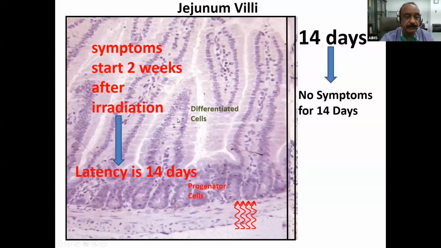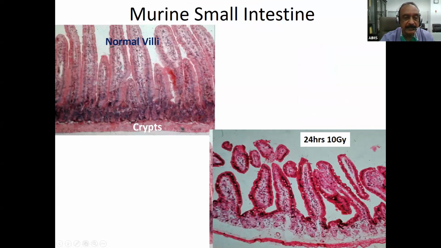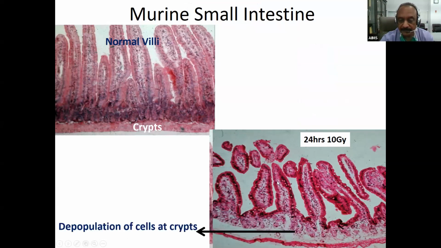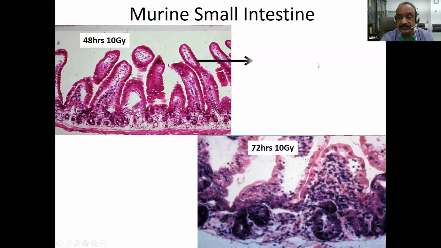Now this is the actual experiment on normal villi of a murine. You can see this is the normal villi. Crypts are present. When you deliver 10 gray, what you observe after 24 hours is depopulation at crypts, but there is no change in villi. Why? Because already produced functional cells are supplying the villi. Even after 48 hours, you will see there is no change in villi because there are still some cells left which are performing the function of villi.